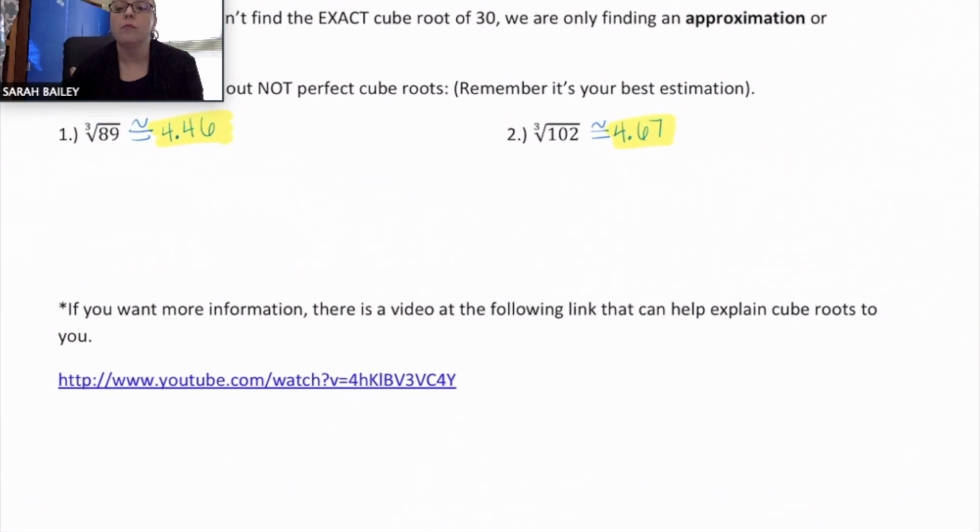Okay. There is a link here to a YouTube video if you would like to watch it to give you some more information on cubes and cube roots. But that's actually the end of today's lesson.